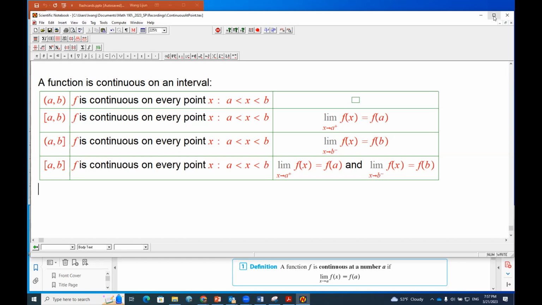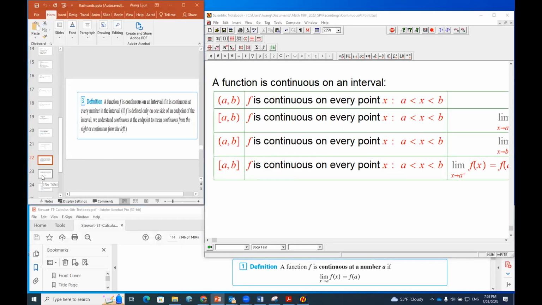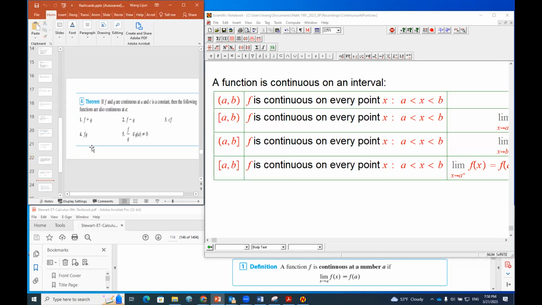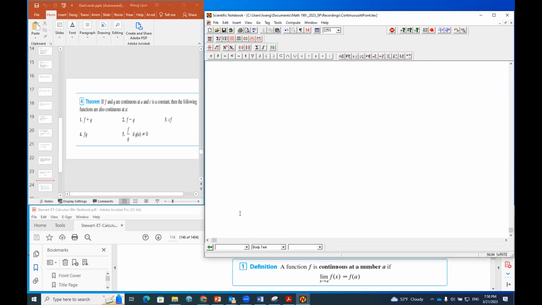Let's see, what other properties could there be? We just talked about it and we didn't elaborate. This is the definition on intervals, we just did that. Oh, these are interesting properties. This is called theorem number 4. If two functions are continuous at a point a, theorem number 4. We're going to use this number because your homework has the same numbering system.